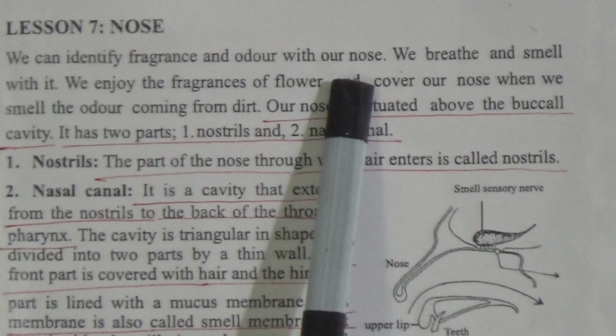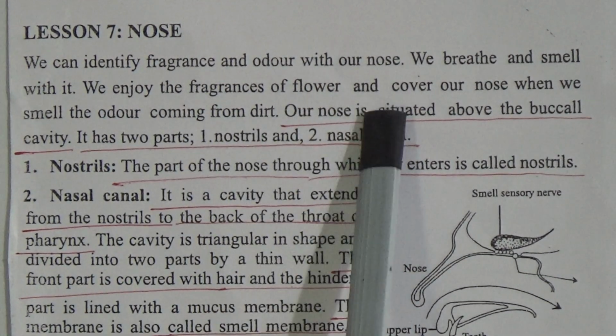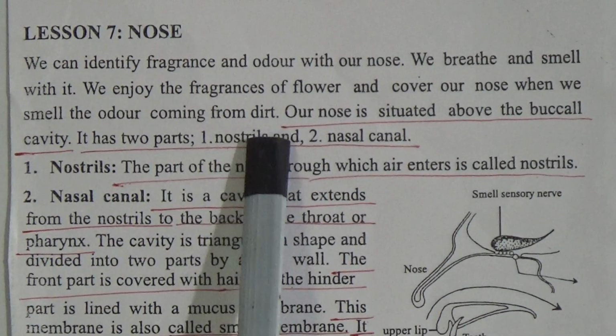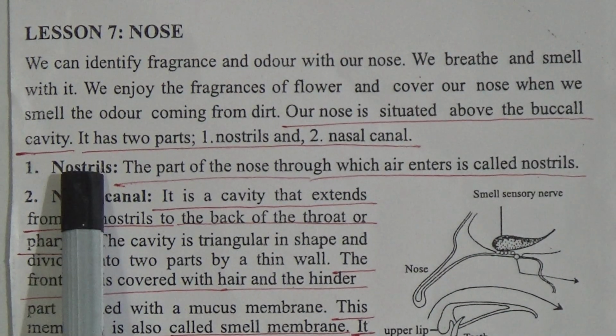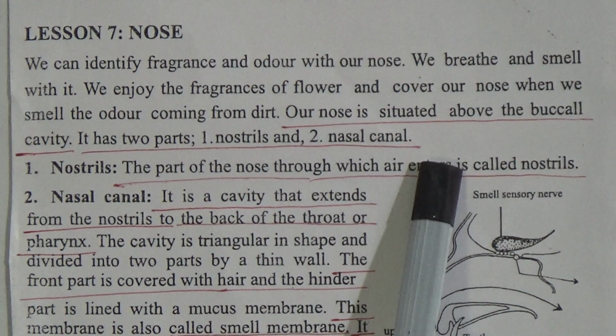Nose. We can identify fragrance and odor with our nose. We breathe and smell with it. We enjoy the fragrance of flowers and cover our nose when we smell the odor coming from dirt. Our nose is situated above the buccal cavity. It has two parts, nostrils and nasal canal.